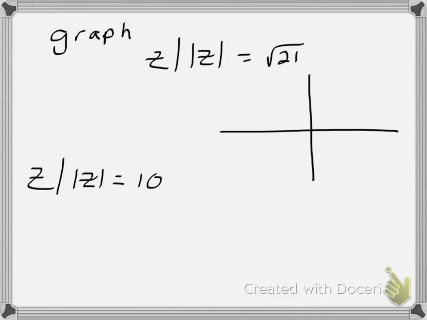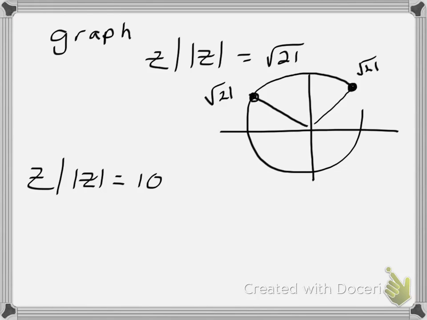Now, since it's asking for a set for all z, that means for any set of complex numbers that has a distance, a modulus of the square root of 21, let's just say it's right there. So that's the distance. So it could be in quadrant 1, could be over here in quadrant 2 as a distance, square root of 21. So there's an infinite number of possibilities, which means this represents a circle with a radius now of the square root of 21.